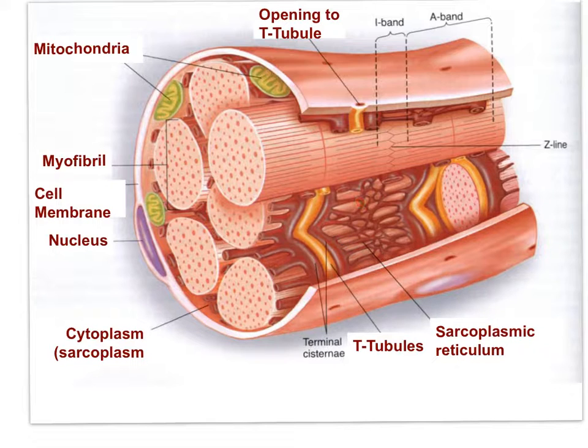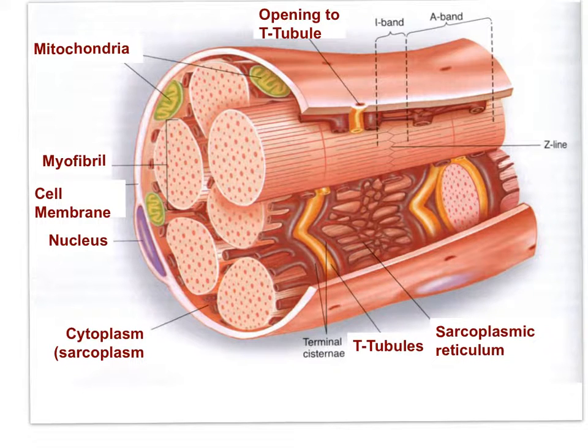The specialized endoplasmic reticulum can be seen here. It is known as sarcoplasmic reticulum. And T-tubules connect the surface of the cell to deep within the cell to the sarcoplasmic reticulum. The sarcoplasmic reticulum stores calcium ions, and when a muscle fiber is stimulated by a nervous impulse, the sarcoplasmic reticulum releases calcium. More on this later in the movie.